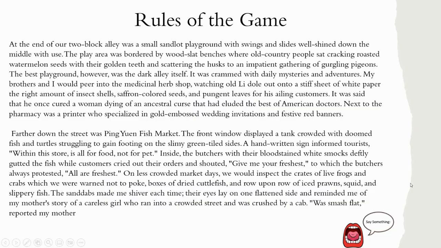So our point of view is told in first person. We can see her saying I, me, and we. So that's something to keep in mind.